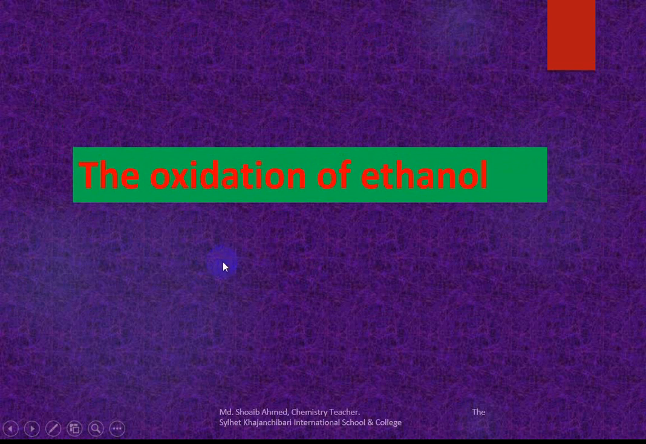Oxidation of ethanol. Oxidation means gain of oxygen. Oxidation is the gain of oxygen or loss of hydrogen. In the oxidation of ethanol, that means ethanol will gain oxygen and form new compounds.